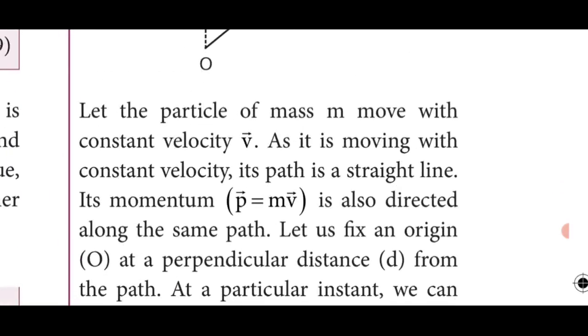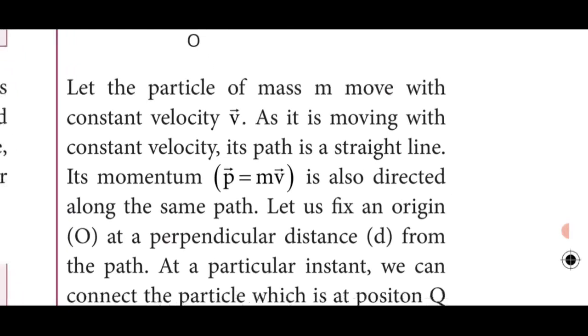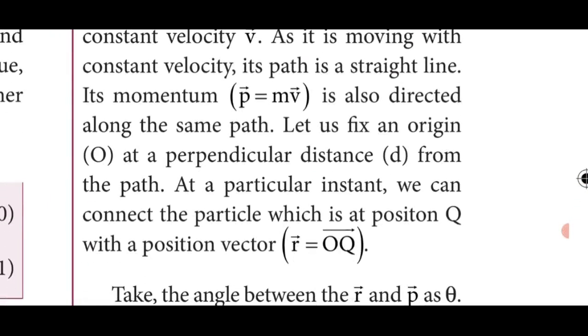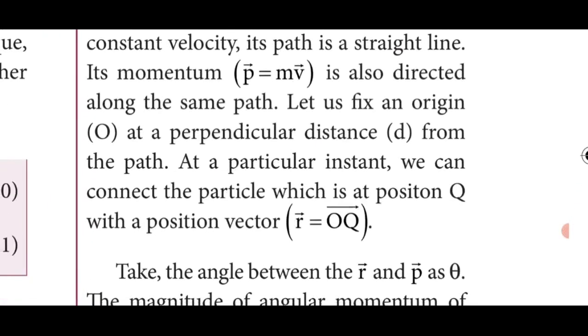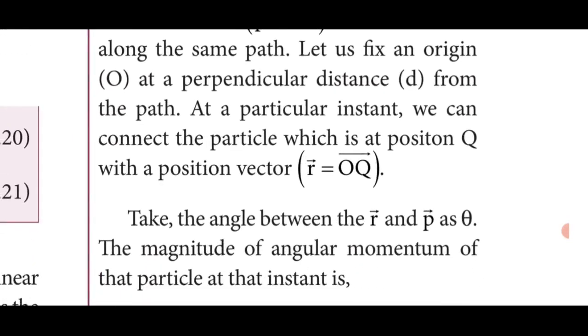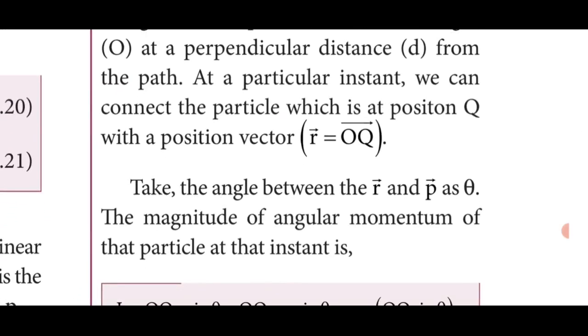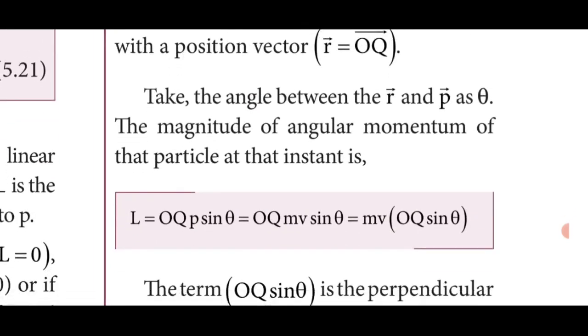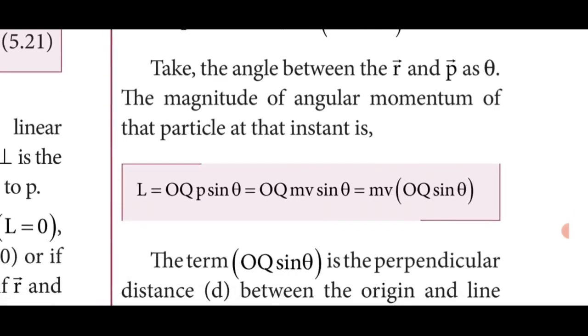Let the particle of mass m move with the constant velocity v. As it is moving with constant velocity, its path is a straight line. Its momentum p equal to mv is also directed along the same path. Let us fix an origin O at the perpendicular distance d from the path. We can connect the particle, which is at the position Q, with the position vector r equal to OQ. The angle between r and p is theta.